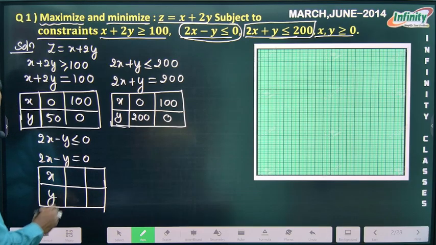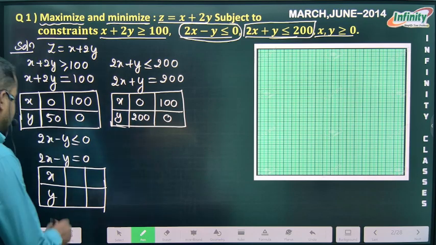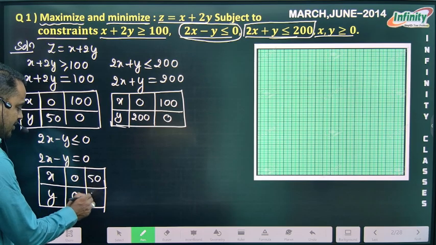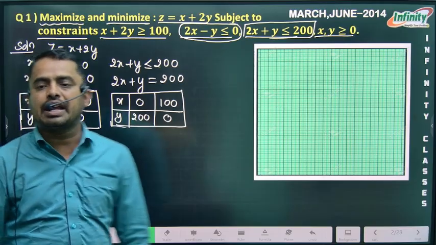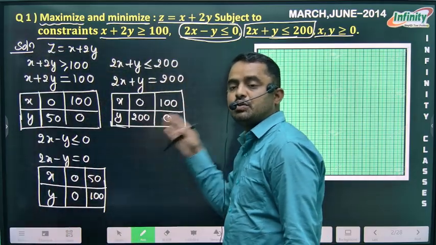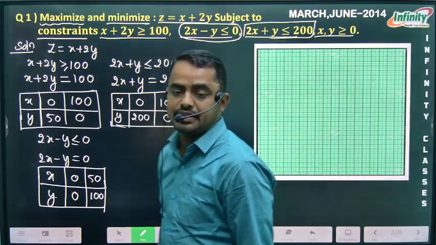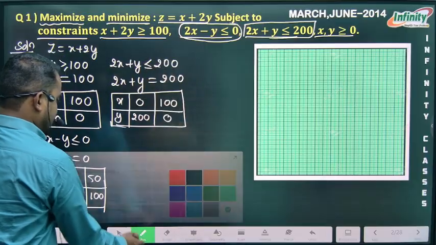Now we need to find x and y for the constraint 2x minus y is equal to 0. For that, take x as 0, y is also 0. Take x as 50, then y will be 100 here. You can take any value here because it passes through the origin, because the right side is 0 here. So now draw the graph for this line.